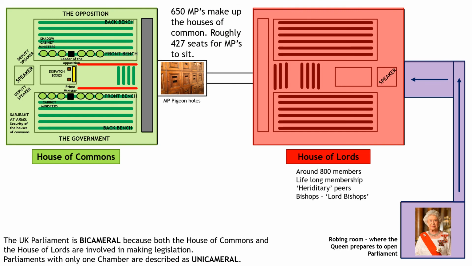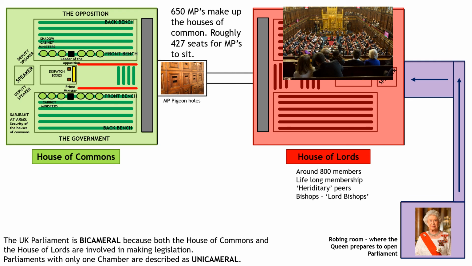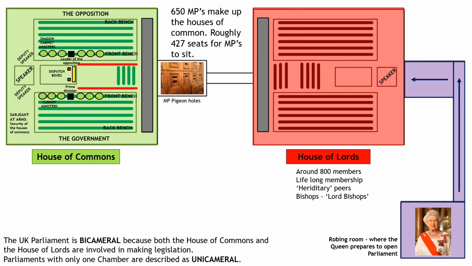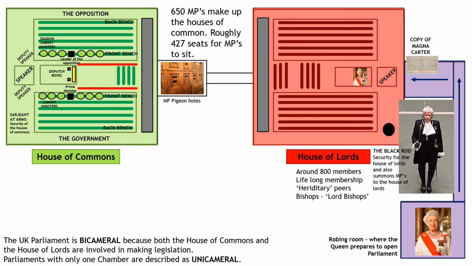In the House of Lords, we also have a Speaker who sits and presides over the debate. The House of Lords is substantially bigger. It's made up of about 800 members. They're often lifelong memberships. You do get hereditary peers where their lord title has been passed down from their parents, and you also have bishops who take on the role of lord bishops. There's about 26 of these in the House of Lords. There's also another public gallery, so again people can sit in the House of Lords and watch the debates take place there. And the security is provided by the Black Rod, who stands to the side of the Speaker.